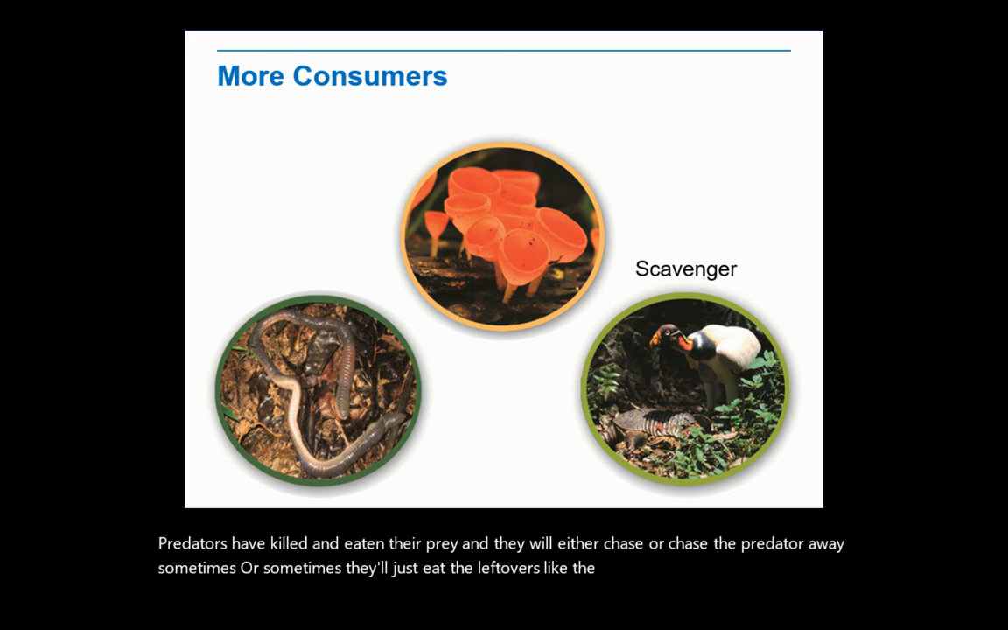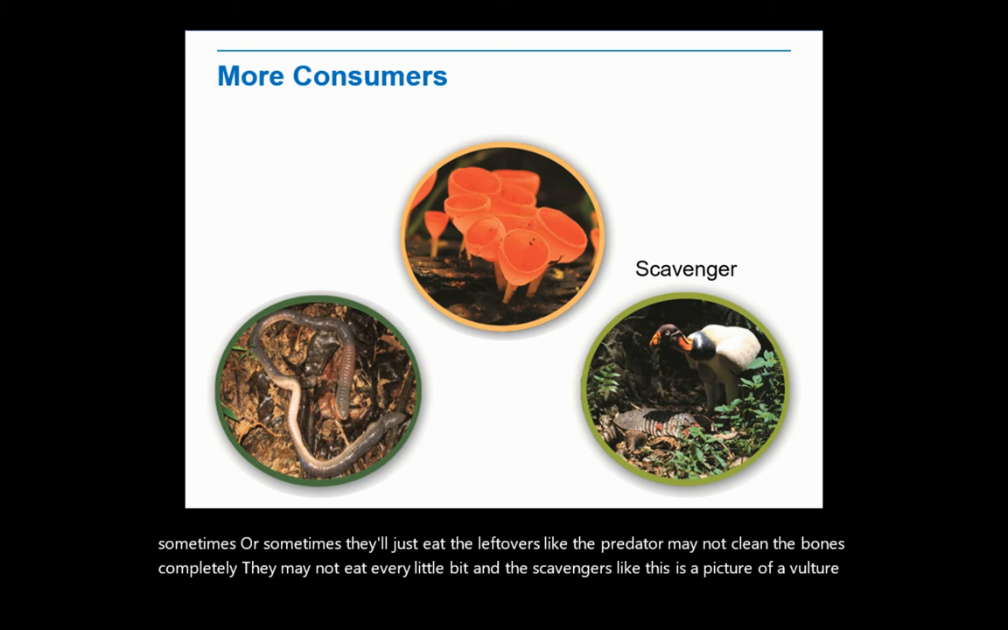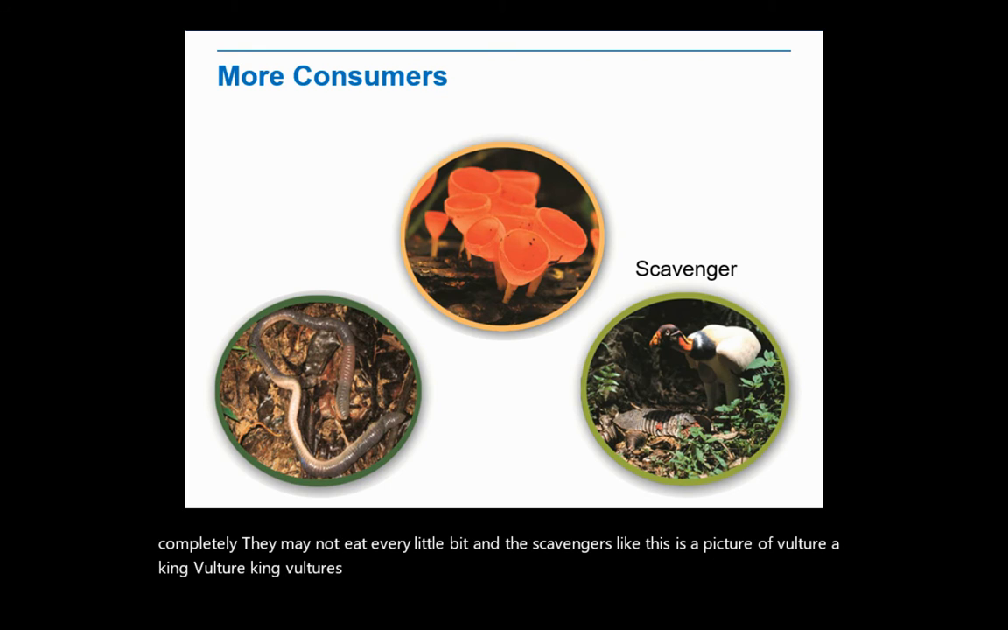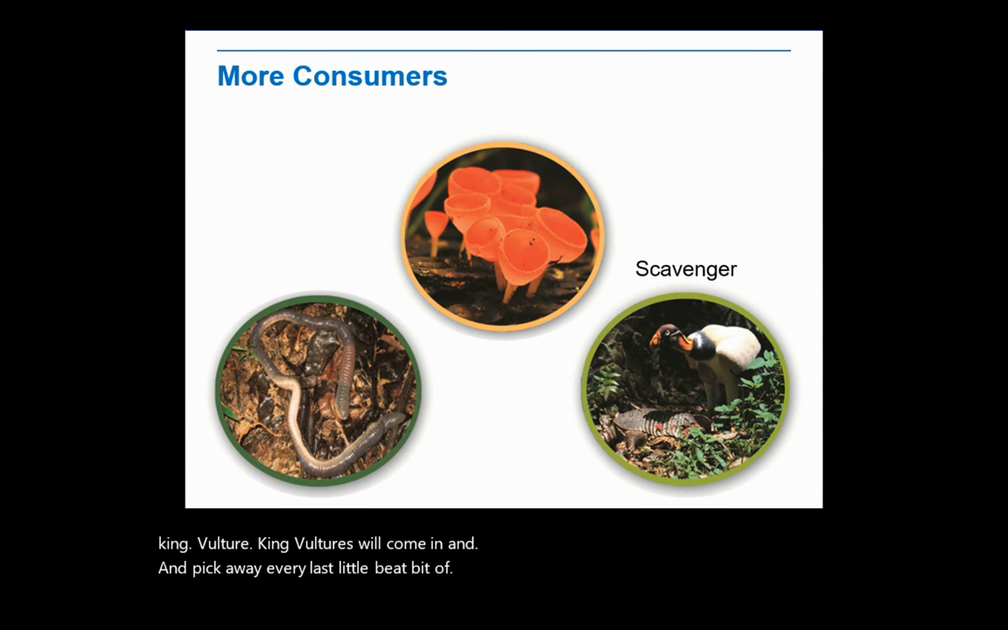The predator may not clean the bones completely. They may not eat every little bit, and the scavengers, like this is a picture of a vulture, a king vulture. King vultures will come in and pick away every last little bit of meat that they can digest from the bones and the carcass of the predator's prey, of the dead animal.